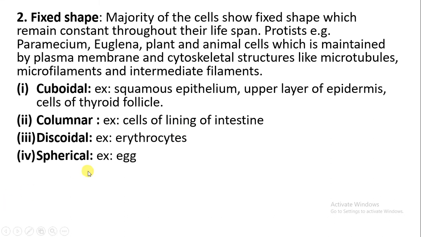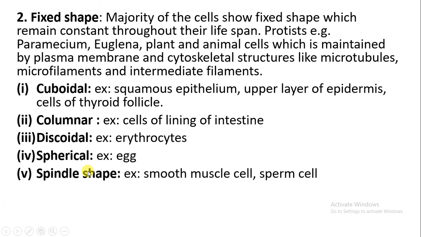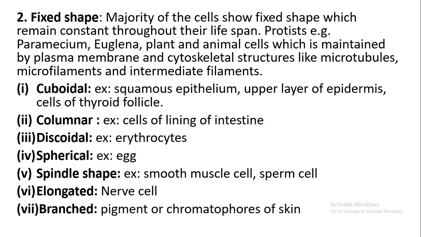There are some cells which are spherical in shape like the egg. There are some cells which are spindle in shape, for example a muscle cell or even the sperm cells. There are some cells which are elongated like the nerve cells. There are some of the cells which are branched like the pigment cells, or you can say chromatophores of skin. So this is how it was the overview of cells, and this is how the video ends, and thank you very much.